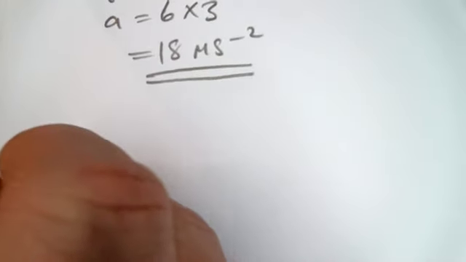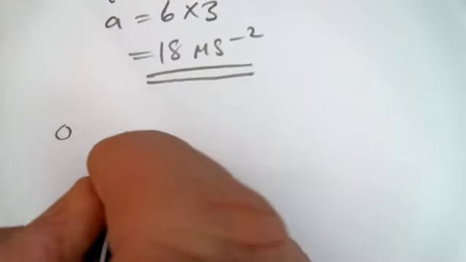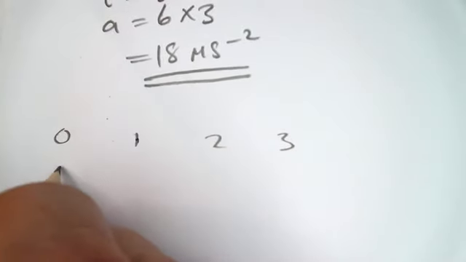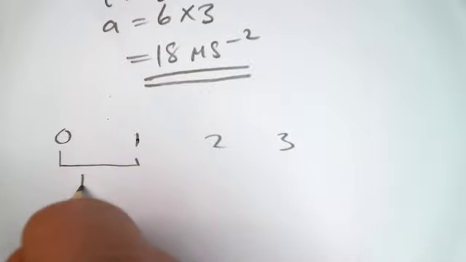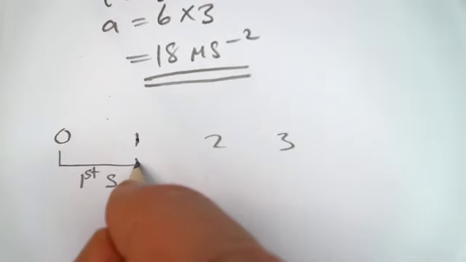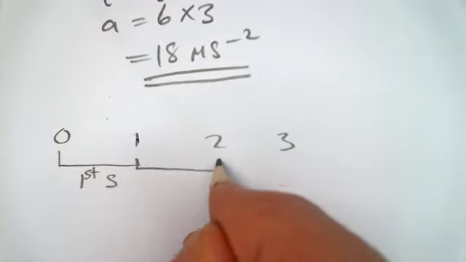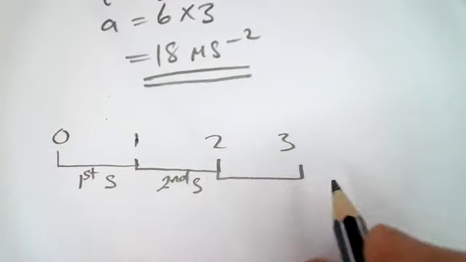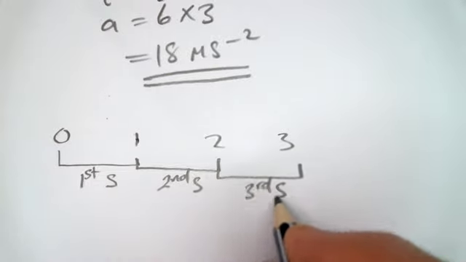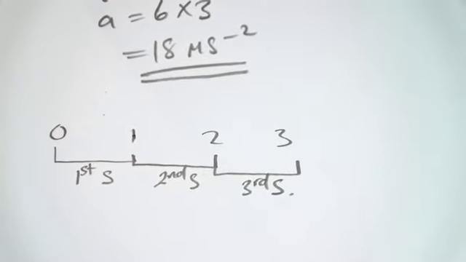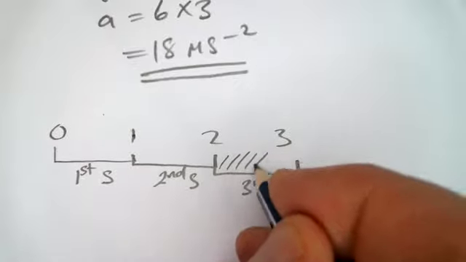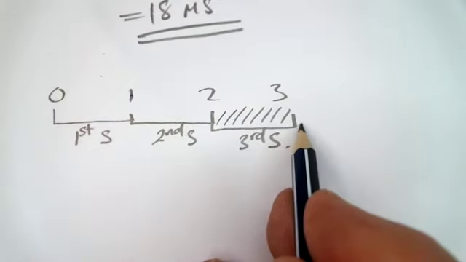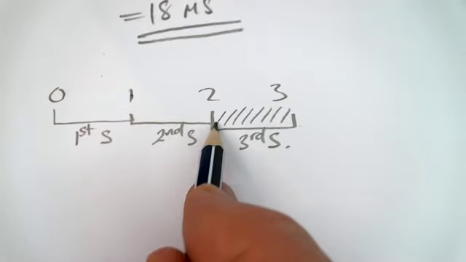So think of time starting at 0, 1, 2, 3, and so on. The first second is from 0 to 1. The second second is from 1 to 2. And the third second is from 2 to 3. So to find the distance travelled in this second, we need to find the whole distance of all 3 and then subtract the distance travelled in 2.